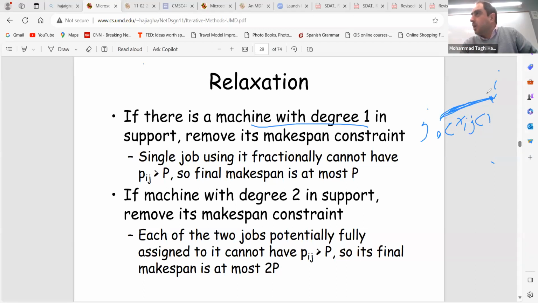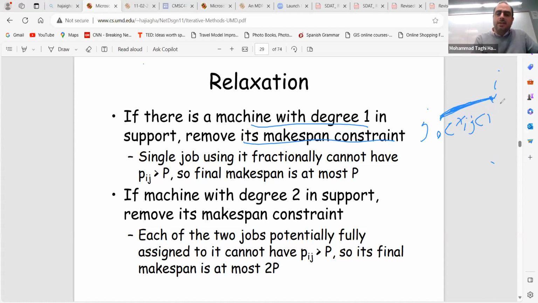I don't have any problem with the processing time, because I know that the processing time is less than the makespan. So if there is such an Xij that only one of them is assigned to this, then I can just relax this condition, since this single job, even used fractionally, cannot violate it. So you can remove the makespan constraint, the particular constraint that says this guy should be less than or equal to P. I know that it will not be violated.